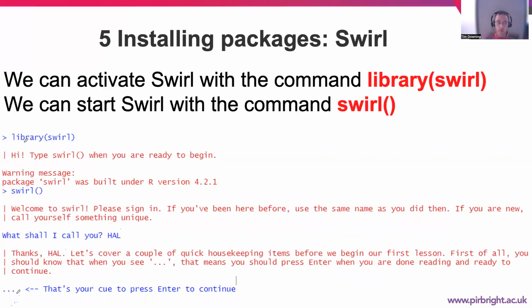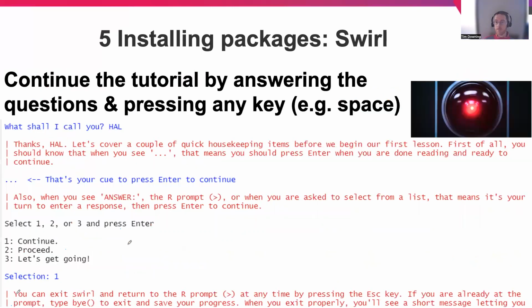Next, you can type in library(swirl), and it should show this. Type swirl() when you're ready to begin. So you've typed that in, then it will say, welcome to Swirl, and you can sign in. And you can give your name, such as Hal. It will say, thanks, Hal, and you can just continue with the tutorial. And just keep pressing a key to see the next part. And just answer the questions, which will be in black here.